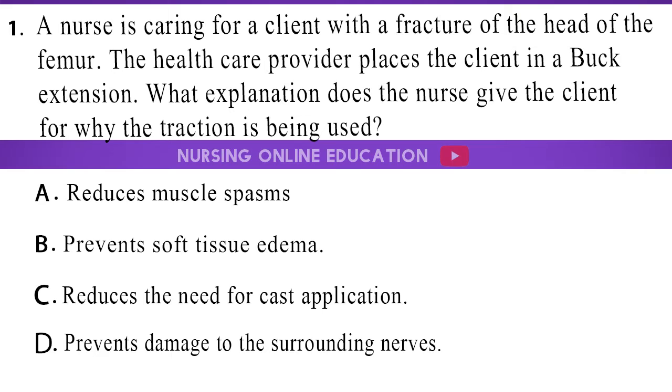1. A nurse is caring for a client with a fracture of the head of the femur. The healthcare provider places the client in a Buck's extension. What explanation does the nurse give the client for why the traction is being used? A. Reduces muscle spasms. B. Prevents soft tissue edema. C. Reduces the need for cast application. D. Prevents damage to the surrounding nerves. The answer is option A, reduces muscle spasms.